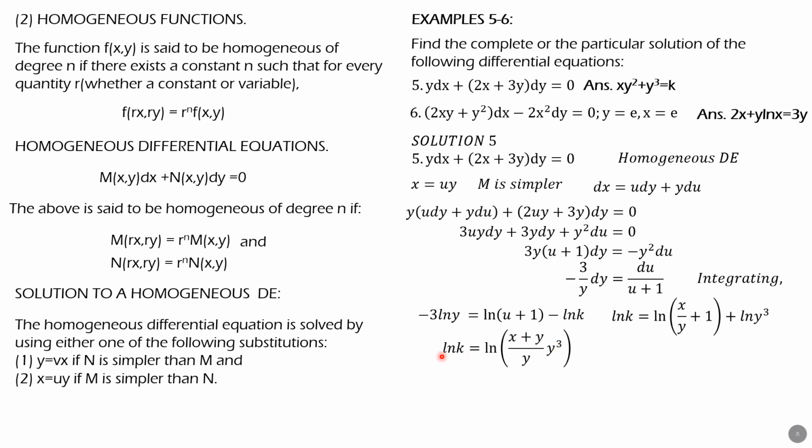So because this is also ln, equating, k equals quantity (x plus y) times y squared. Simplifying further by expanding, the answer is x y squared plus y cubed equals k.